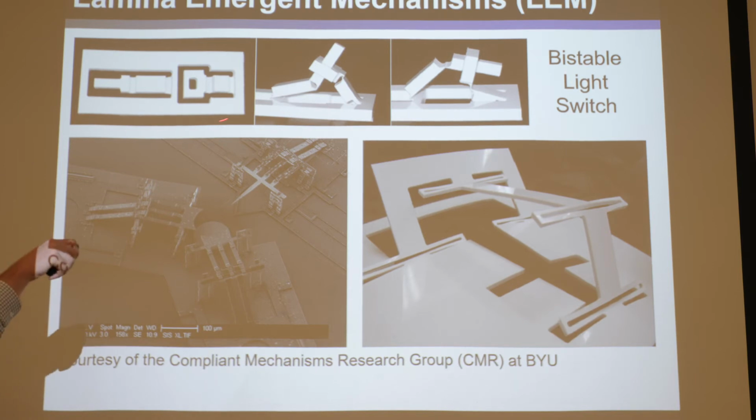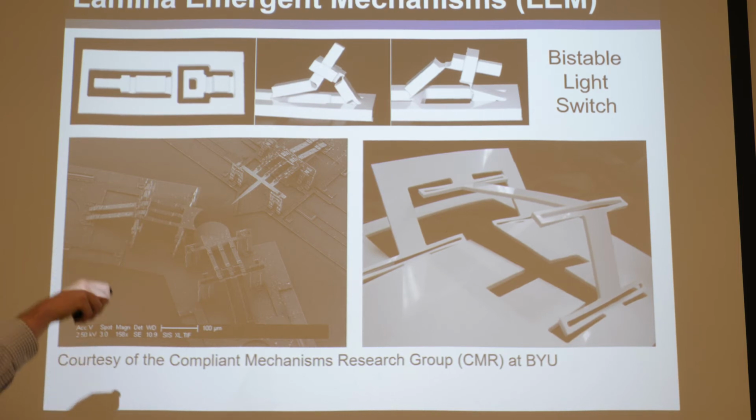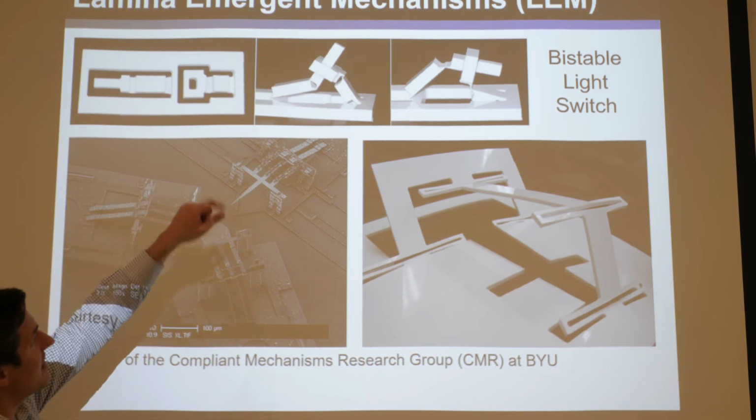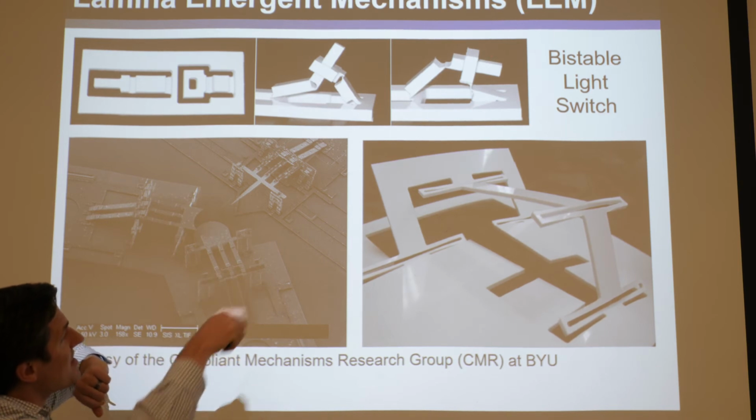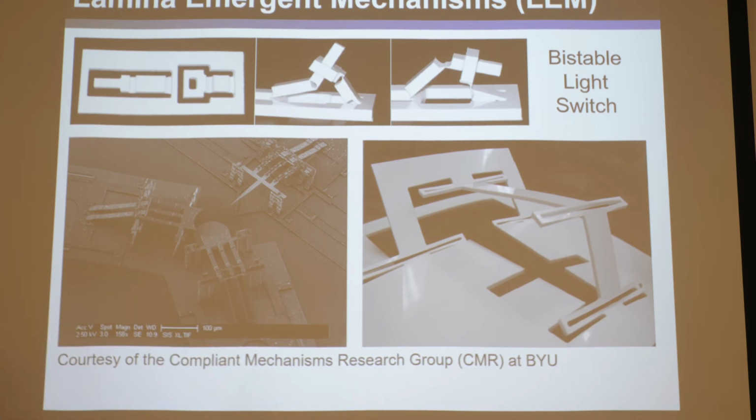So this is like a light switch. This is cut out of a single piece, again by Larry Howell. This is all Larry Howell stuff. And then you can deform this in place, and it creates a bistable mechanism. This is literally a light switch that's stable there and stable there. So he made a bistable mechanism that came from a single planar cut piece that was assembled through deformation. That's a lamina emergent mechanism.